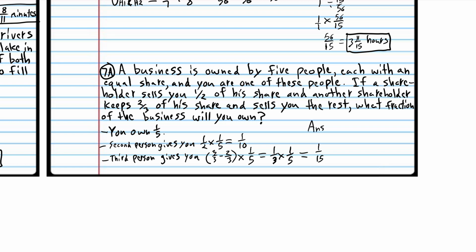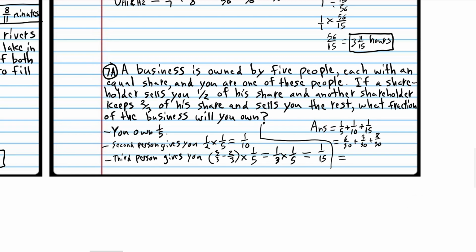The answer equals 1/5 plus 1/10 plus 1/15. So now we have to find a common denominator. It looks like the common denominator is going to be 30. So we're going to multiply both sides of the first fraction by 6 to get 6/30. Both sides of the second fraction by 3 to get 3/30. Both sides of the third fraction by 2 to get 2/30. Add all those up. I'm going to make a divider here. Add all those up and you get 11/30. So that's the fraction of the business that you now own.